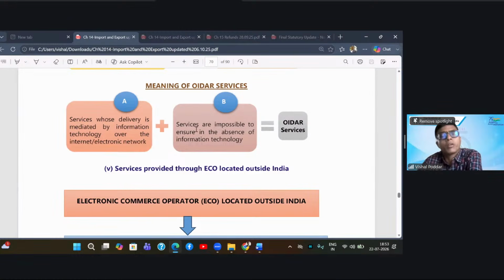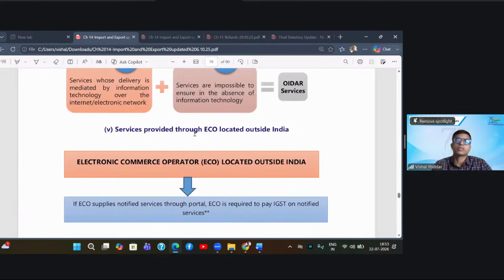The second important point is that these services are impossible to ensure in the absence of information technology. That is, without the technology support, you cannot provide the service. The technology support is compulsory, you can say the most important component. Only then will such services be called online services.